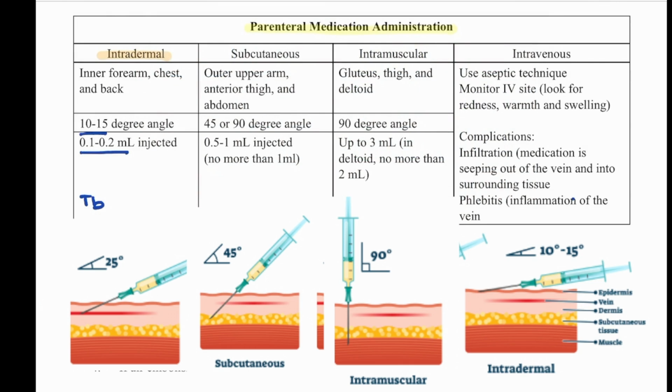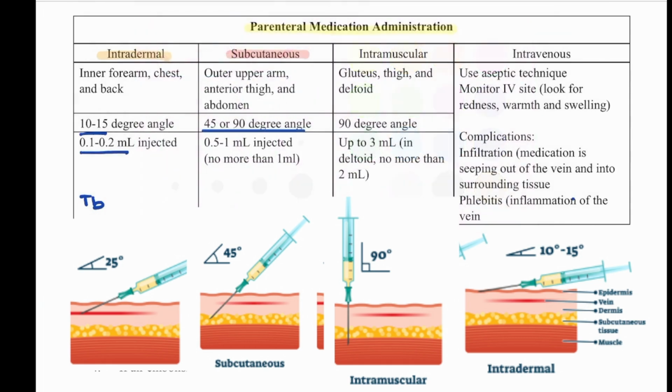Then we have something called a subcutaneous injection. So we can do these in places like the outer upper arm, the anterior thigh, and the abdomen. These are going to be a 45 to 90 degree angle, and 0.5 to 1 milliliter is injected, and usually no more than 1 milliliter will be injected. So these are things like our insulins. There are some other medications that are given subcutaneously as well. Heparin, buprenorphine can be given like this as well. Yes, that's a subcutaneous injection.